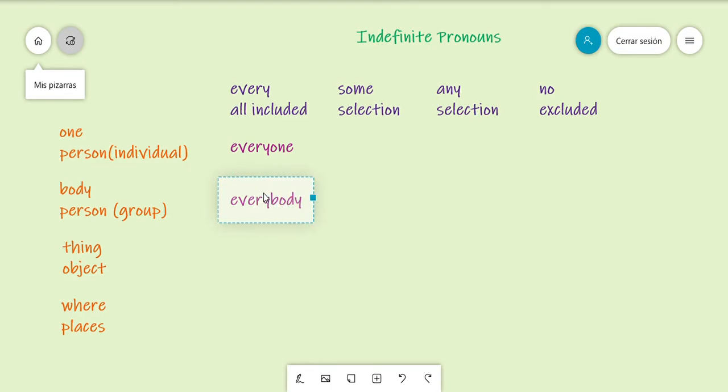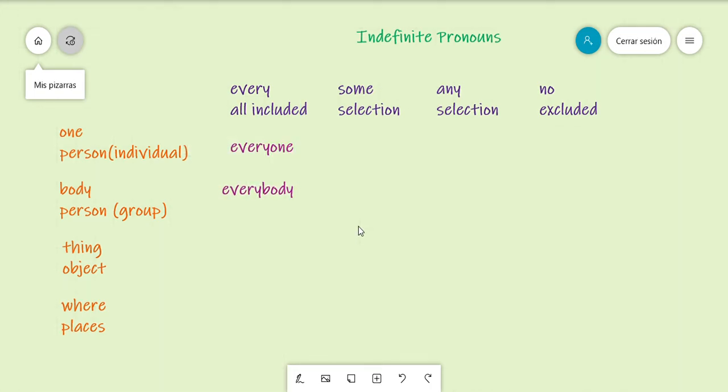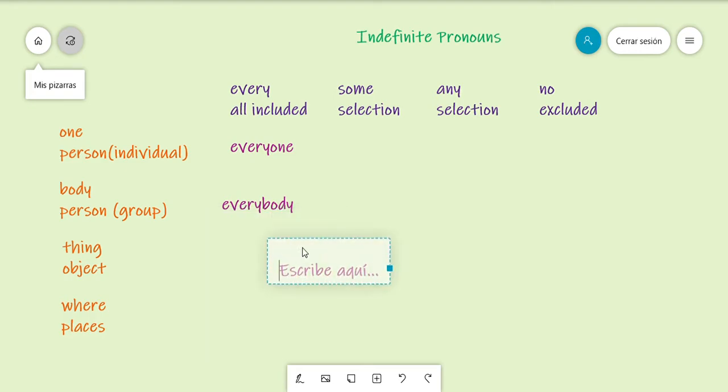For that reason, if I take everybody, it is because I say that all the persons in the group have to pass to the board at the same time. If I say, for example, everybody has to do the homework, it's because I took all my group and I said all of them have to do the activity at the same time. Okay, now, in the case of, for example, everything, it is because all the things that I talk about are included.